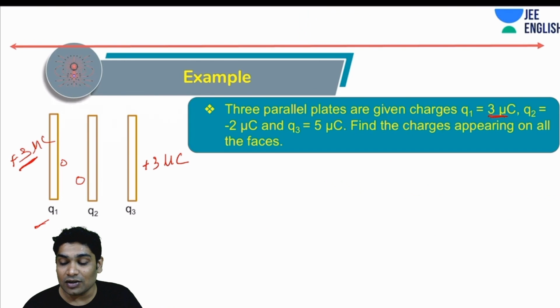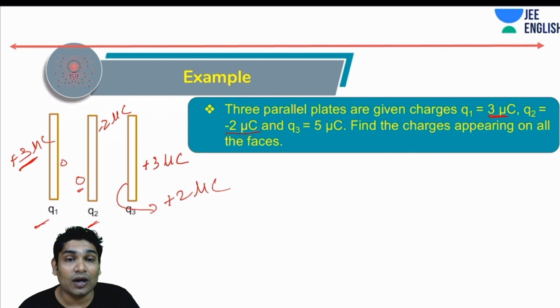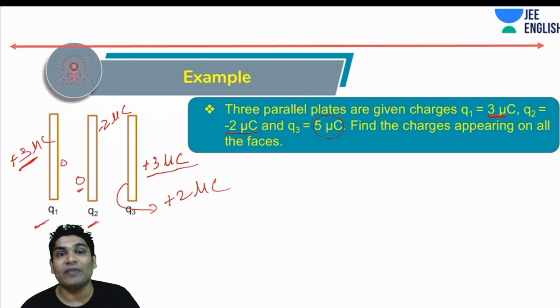Now, what is the total charge on this? Total charge on this was minus 2 microcoulomb. So the charge coming here would be minus 2 microcoulombs. Since minus 2 microcoulombs appears here, the charge appearing here is plus 2 microcoulombs. And with plus 2 microcoulombs here, you will see the total charge is plus 5 microcoulombs. I hope everybody followed this.